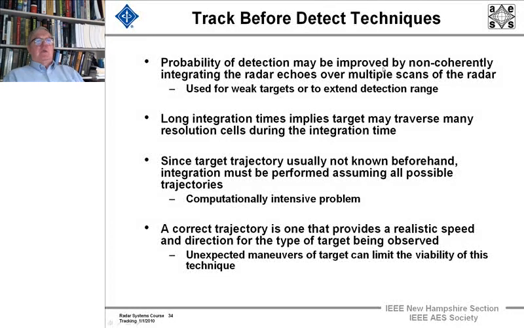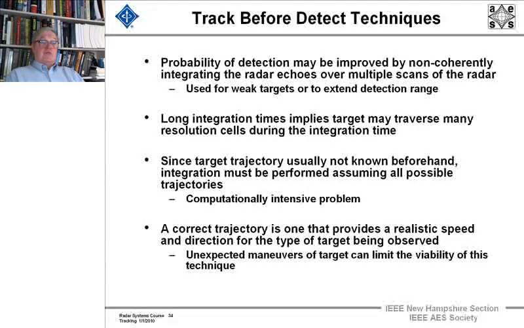Now, the probability of detection can be improved by non-coherently integrating the echoes over multiple scans of the radar. And this is used for weak targets or to extend the target range. Long integration times imply the target may traverse many resolution cells during the integration time. Since the target trajectory is not known ahead of time, nor its speed, you've got to hypothesize all possible trajectories. And this is very computationally intensive. But luckily, we've got Moore's Law going for us, and you can put a nice big, heavy-duty computer in there to do that job these days.